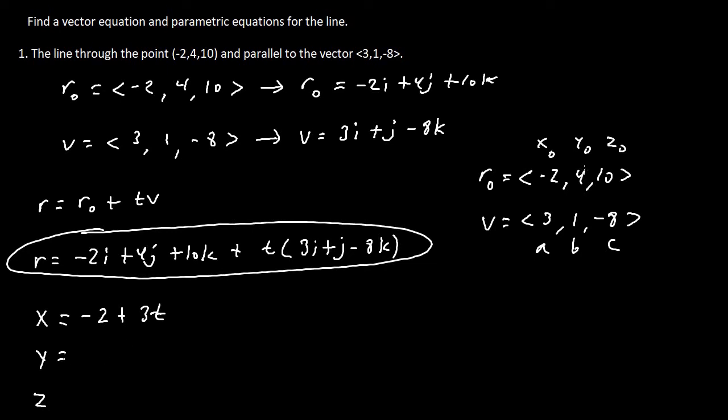So then y is going to equal y sub naught, which is 4, plus a, which is 1, times t. So 1 times t is just t. And then z is going to equal z sub naught, which is 10, plus c times t, so negative 8 times t. So I can just switch that to 10 minus 8t. And so those are going to be the parametric equations.